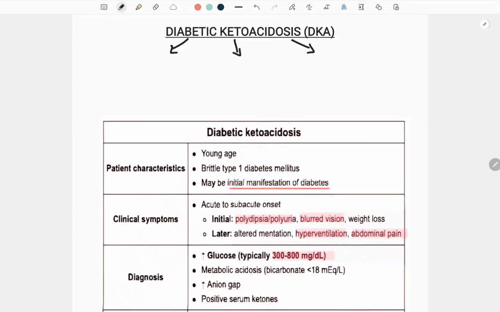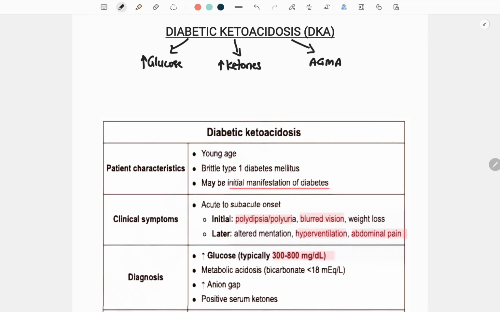Let's talk about a very important topic, diabetic ketoacidosis. Diabetic ketoacidosis can be broken down into three parts for better understanding. Diabetic indicates high level of glucose in the blood, keto indicates high level of ketones in the blood and urine, and acidosis indicates anion gap metabolic acidosis.